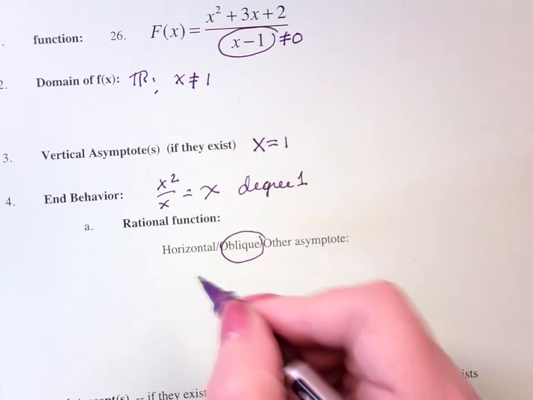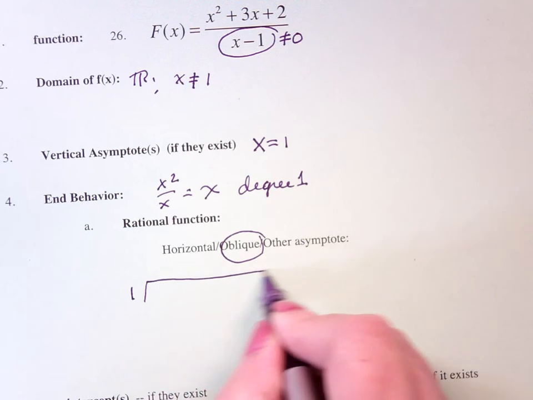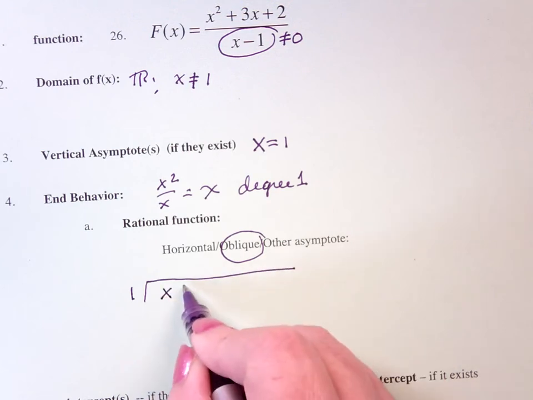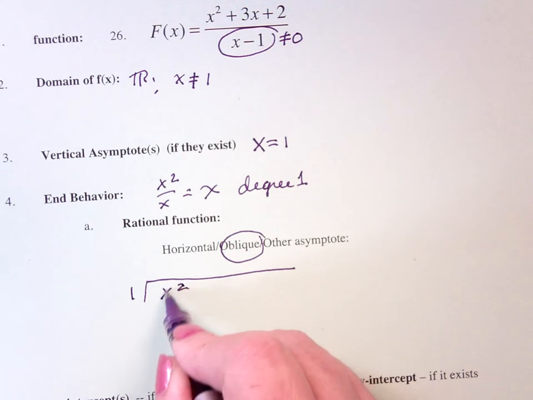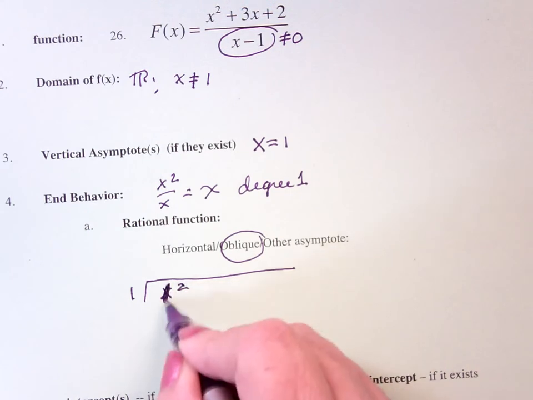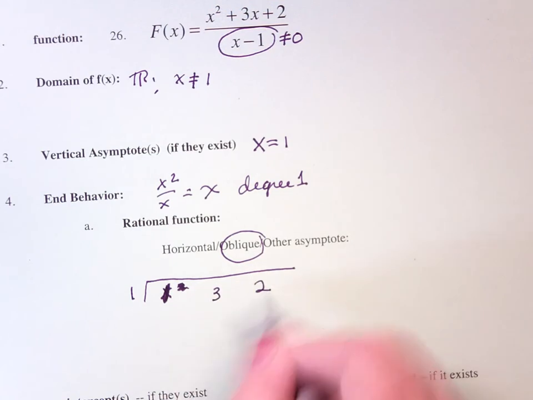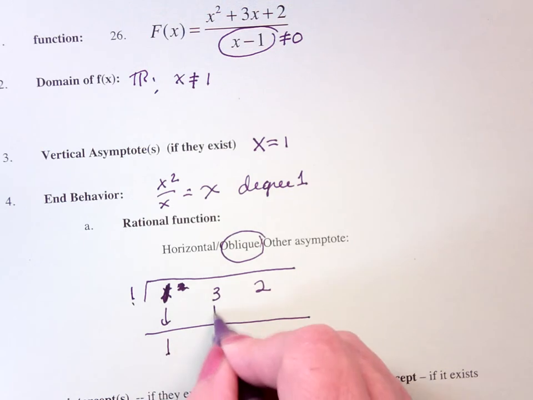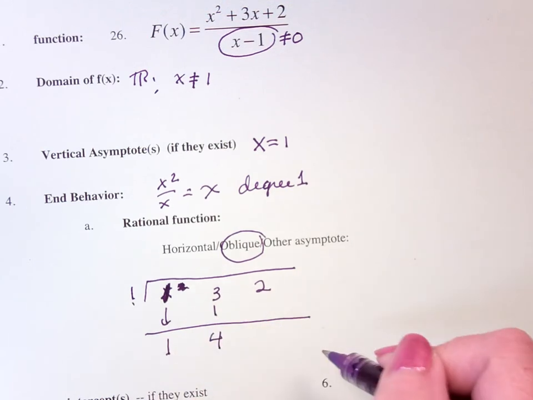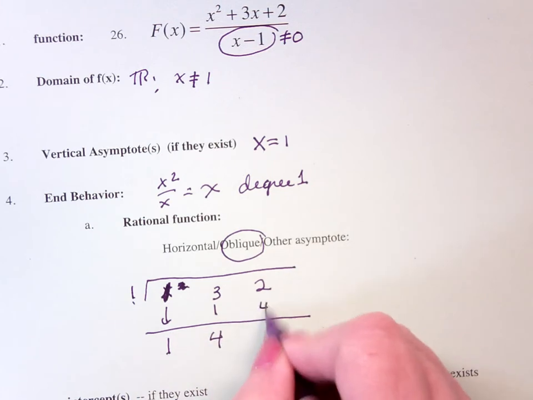Now remember, to find the oblique, we divide the denominator into the numerator, so it's set up for synthetic division, which makes life nicer. Whoops. This should be a 1, and then a 3, and a 2. So bring down the 1. 1 times 1 is 1, and add. 1 times 4 is 4, and add.